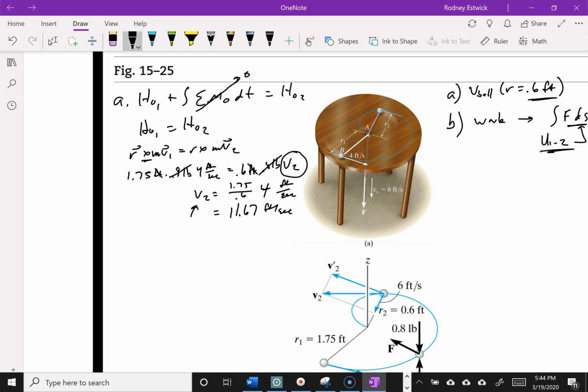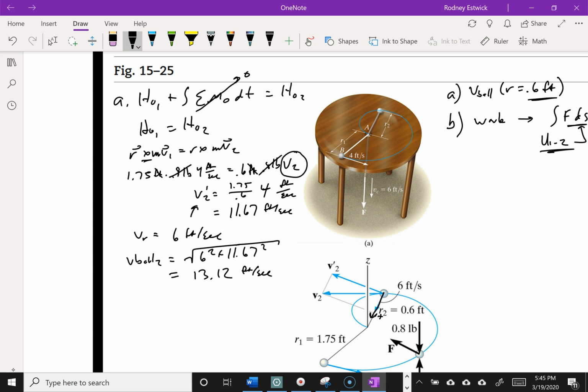There's another, as Hibbler calls it, V prime 2, and then we know that V radial, as I'm defining radial in the positive direction, is 6 feet per second. So our total velocity of the ball at 2 is the square root of 6 squared plus 11.67 squared, for an answer of 13.12 feet per second.